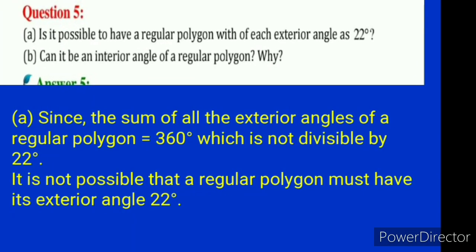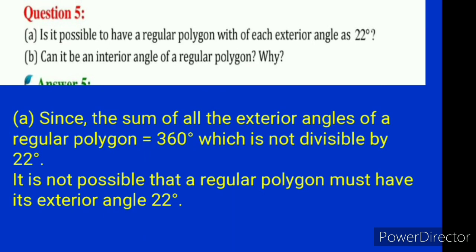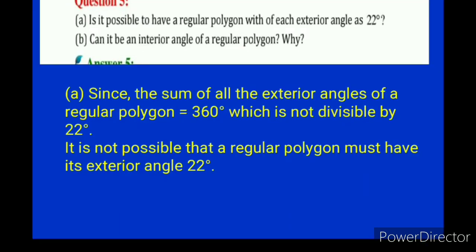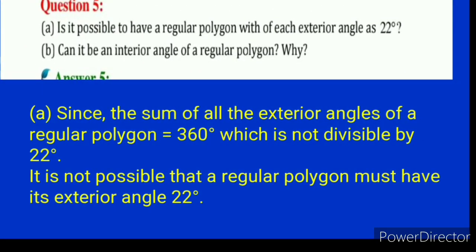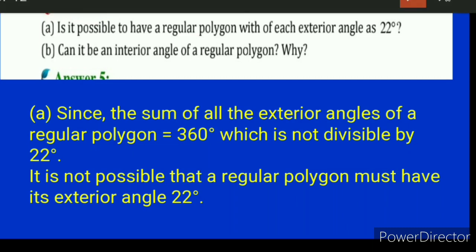Question 5. Is it possible to have a regular polygon with each exterior angle 22 degree? They are asked. No, since the sum of all exterior angles of a regular polygon is 360 degree, which is not divisible by 22 degree. Got it? Till now we divided 360 by its exterior angle and got a whole number as answer, right? But if we divide 360 degree by 22, what will we get?